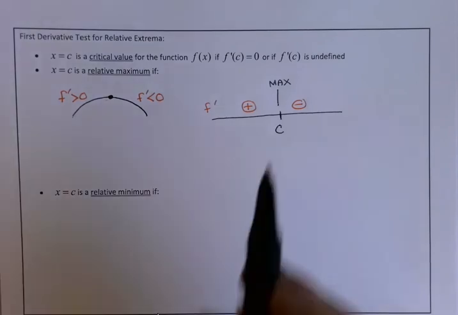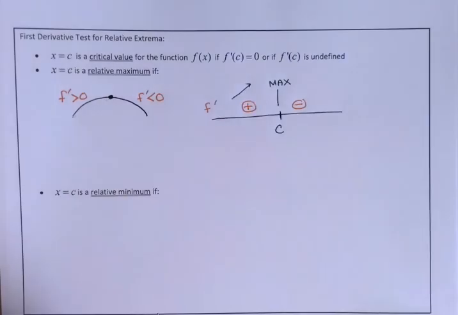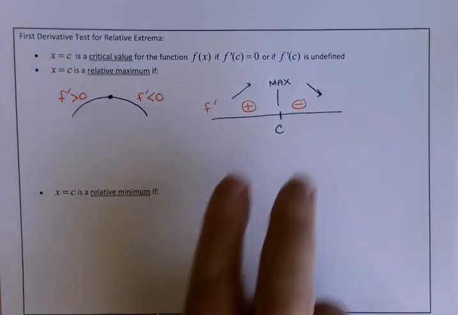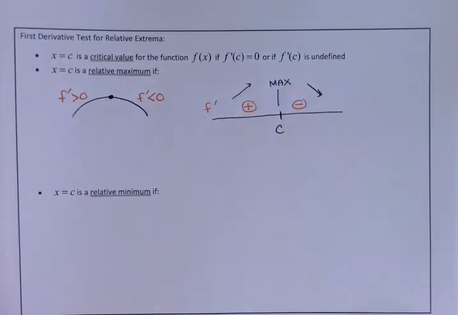Oftentimes when we make these diagrams, we'll even show that by saying, okay, positive derivative, that would be uphill, negative derivative, that would be downhill, and then our diagram even kind of shows us how we're going to end up with a maximum in there.